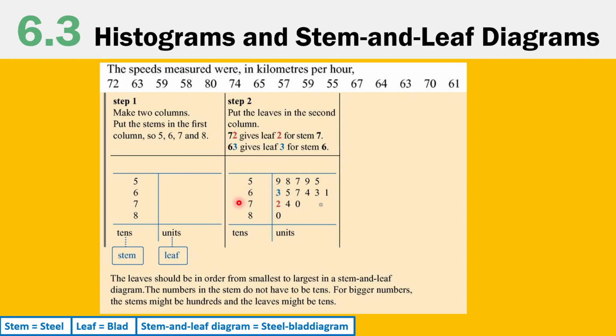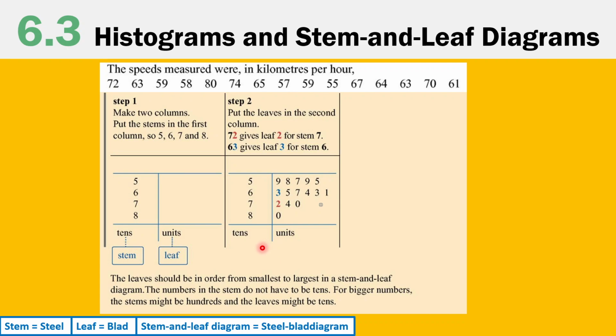So which numbers are there now in my stem and leaf diagram? Here is 59, then 58, then 57, then 59, and 55. You see, I combine my tens with the number that's in my unit column. I combine my stems with my leaves. Here, 63, 65, 67, 64, 63, 61, 72, 74, and 70. And last but not least, we have one value that is 80, 8 with a 0.